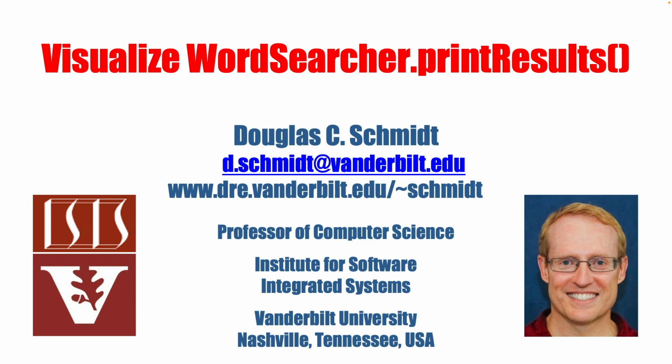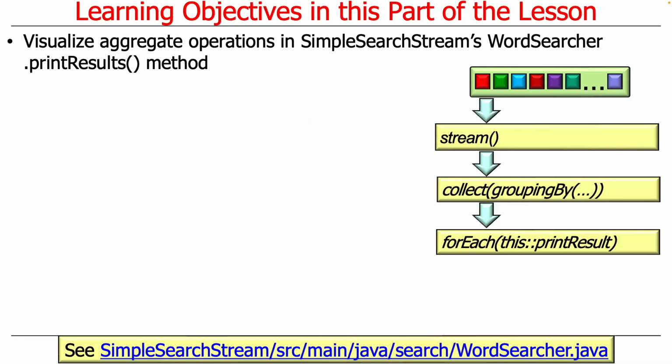So just for kicks, here's a quick walkthrough of a couple of examples that demonstrate how to use other stream operations we've talked about, including intermediate operations and terminal operations, in order to do various things with the output of this simple search stream case study. So we're going to start out by visualizing the aggregate operations that are used in the WordSearcher.printResults method.